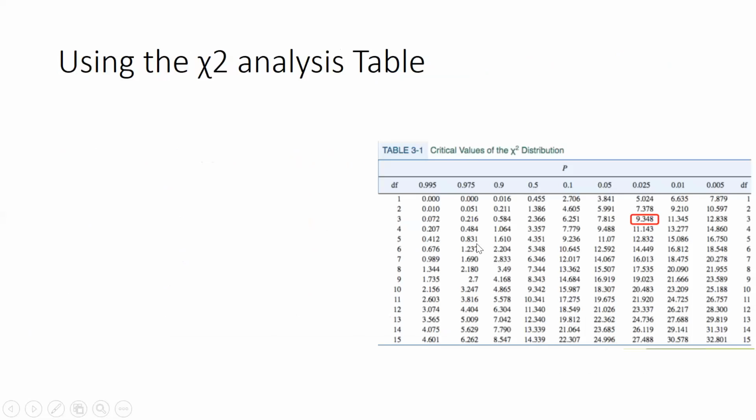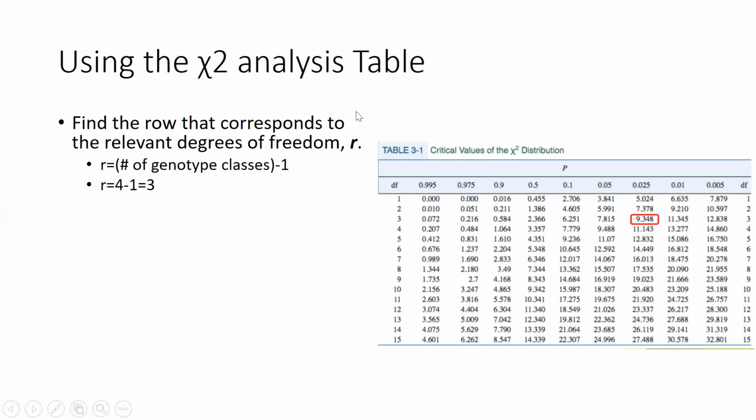Then to use this chi-square table, first you have to find the degree of freedom. To find the degree of freedom, you take the number of genotype classes and minus 1, okay? So in this case, you have 4 genotypic classes, so our degree of freedom would be 4 minus 1 equals 3.